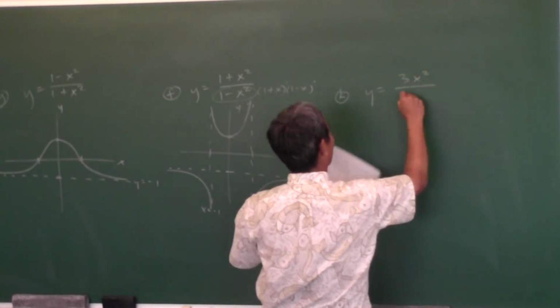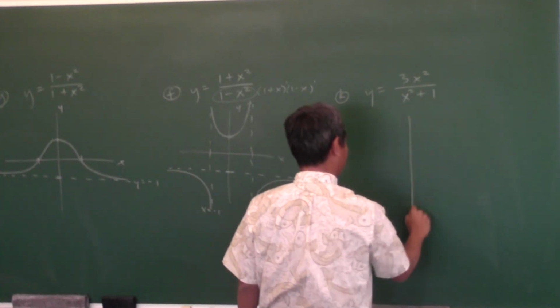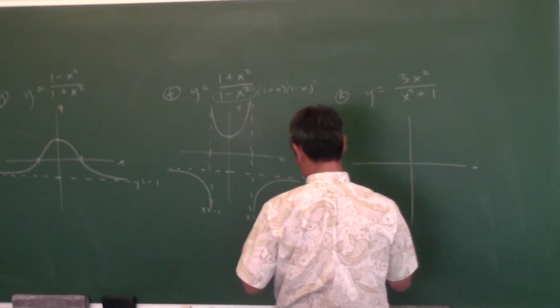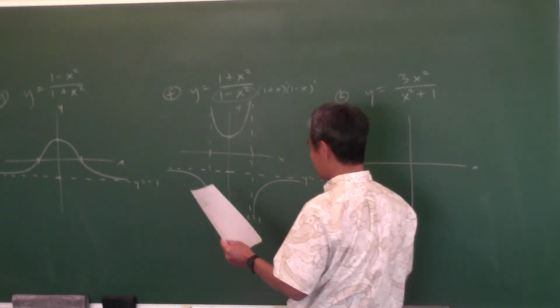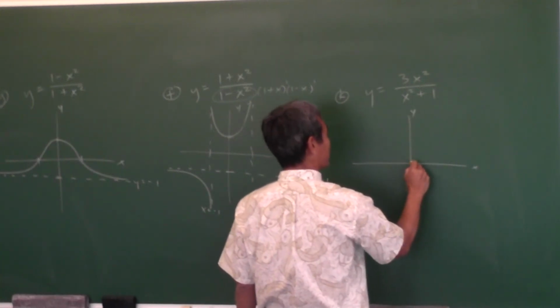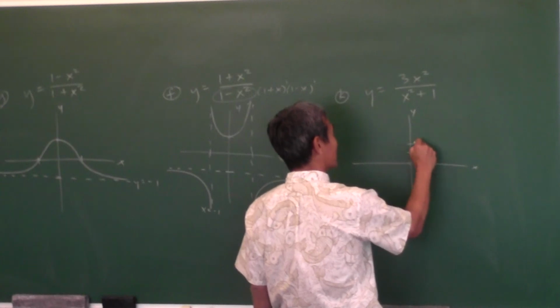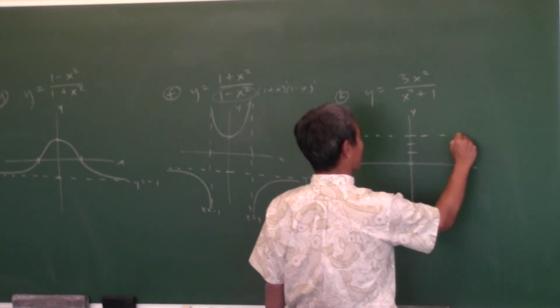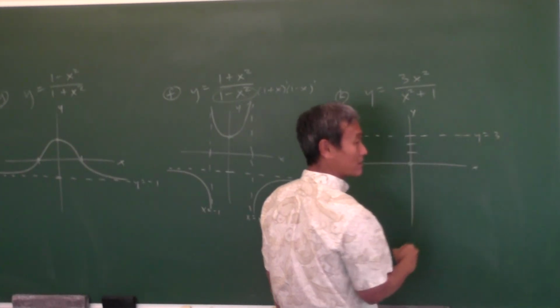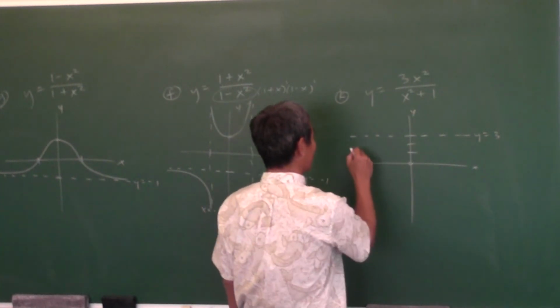3x squared over x squared plus 1. Is that carried? Yeah? Okay. There's a K up there, right? Okay, x-intercept 0, y-intercept 0, vertical asymptote no more, horizontal asymptote y equal 3. Did you at least get those 4 things? Okay, then gotta do this, right?